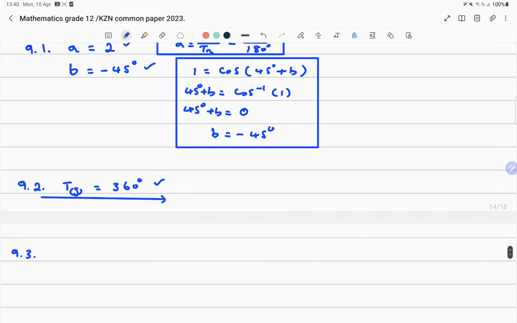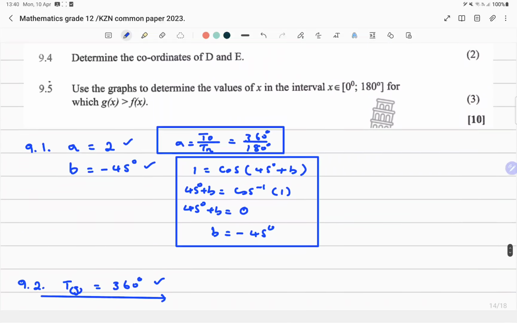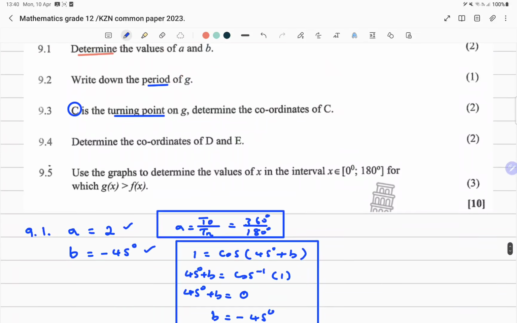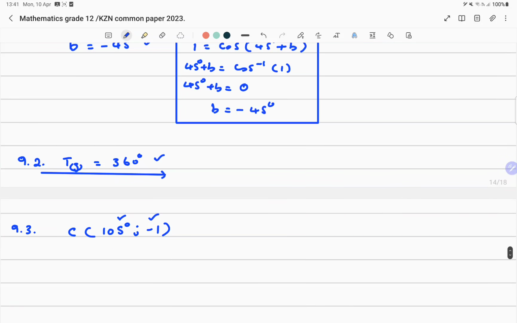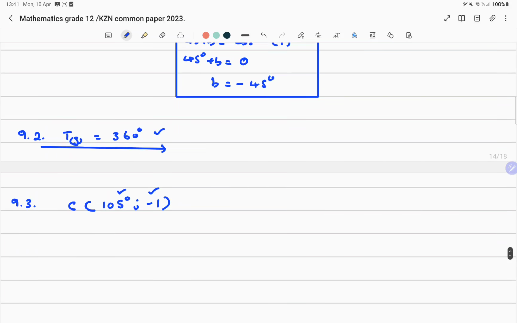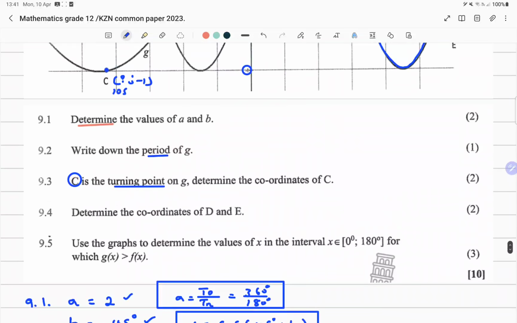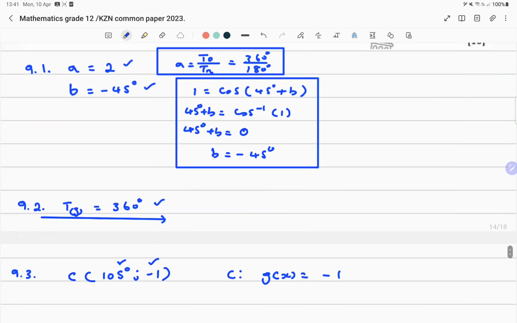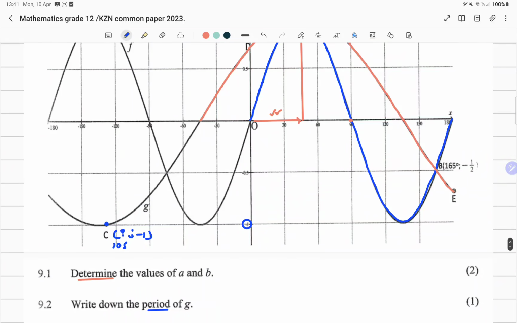So 9.3, you can simply say that C is the point 105 degrees, minus 1. That's how you can do it. You can just write it like that. You're getting 2 marks for each one of those coordinate pairs. But if you want to think about it the other way around, you can just say C is such that G of x is equal to minus 1, because we can tell this is at minus 1.